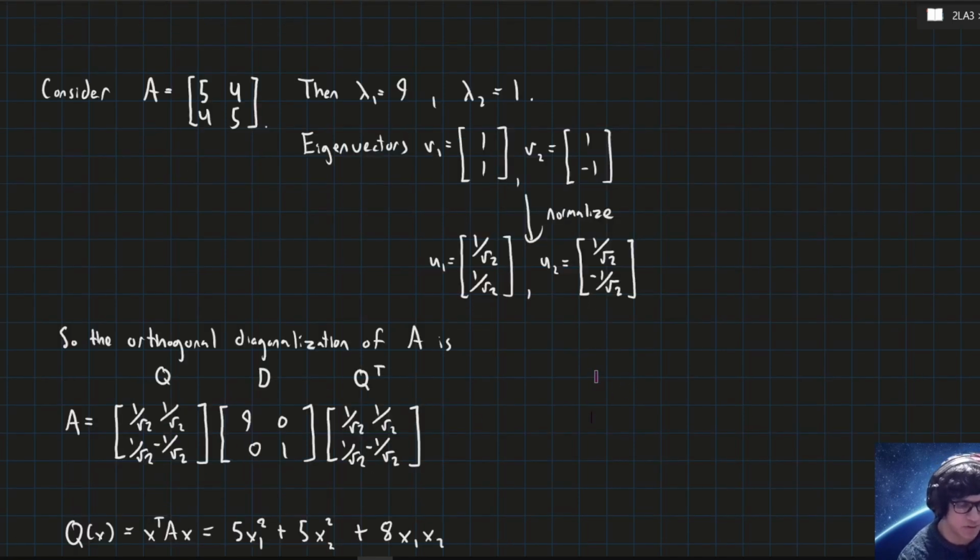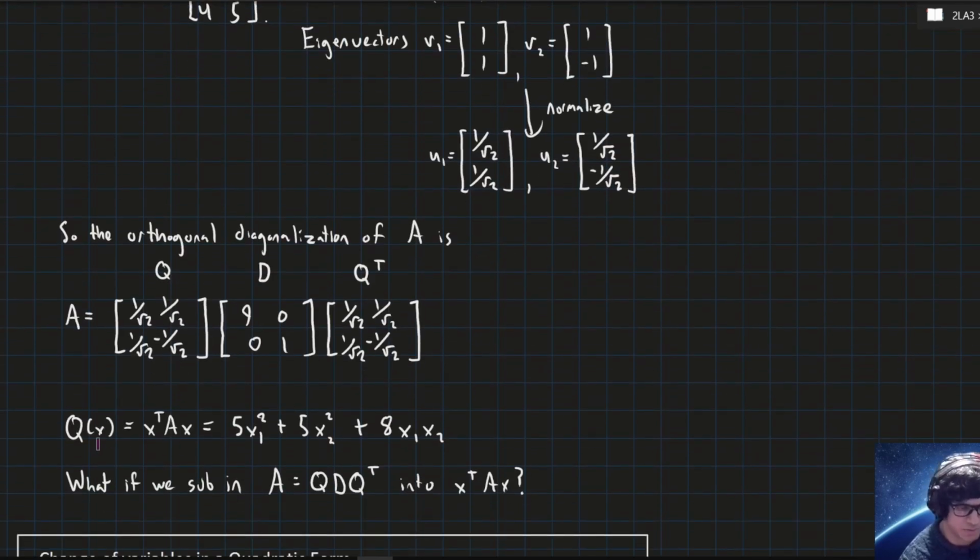So how can we apply that to our quadratic forms? This is our quadratic form here, for A. What if we were to substitute A equals Q D Q transpose, our orthogonal factorization here, into A here? Would it do anything interesting to the quadratic form?